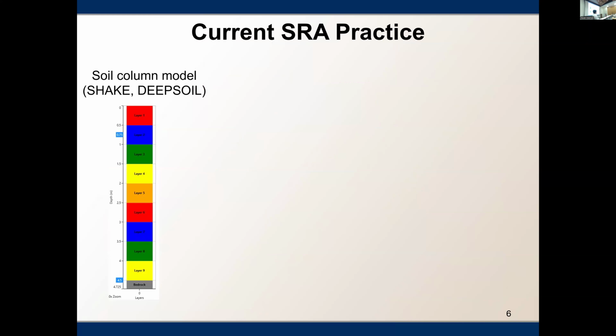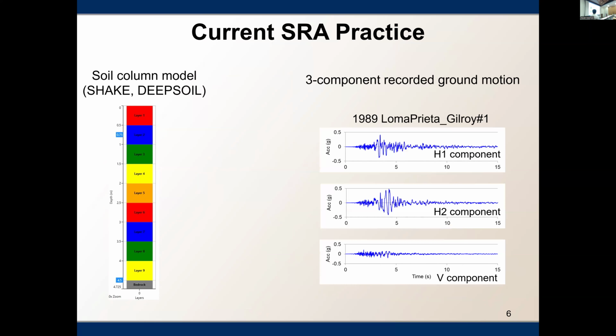So in the current site response analysis practice, we are using a one-dimensional model as shown here. So this is a soil column model. Typically, we use programs such as SHAKE or DEEPSOIL to do this. With regards to the earthquake motions, usually they are recorded as 3 different components, with 2 horizontal, H1 and H2, and 1 vertical component. Here is the acceleration time history for the Loma Prieta motion recorded at the Gilroy station.